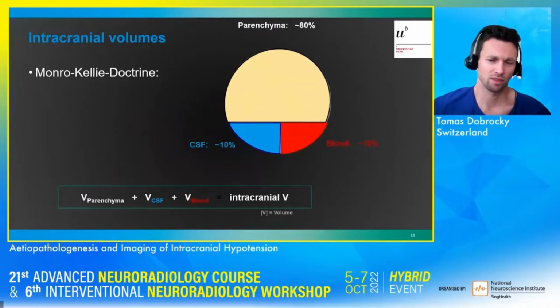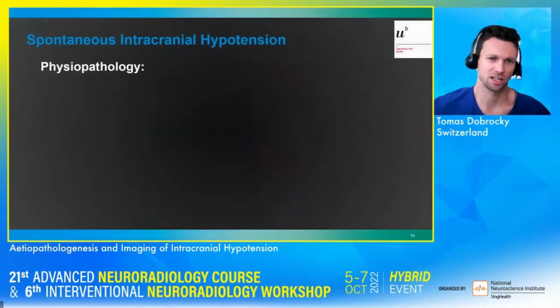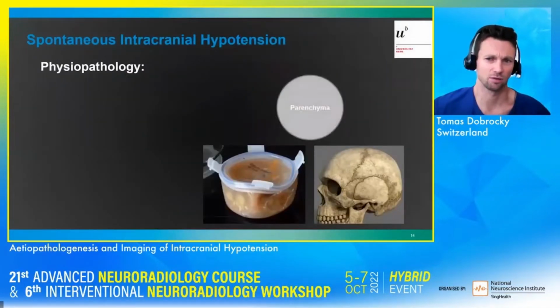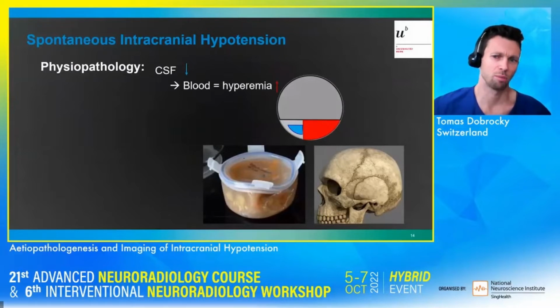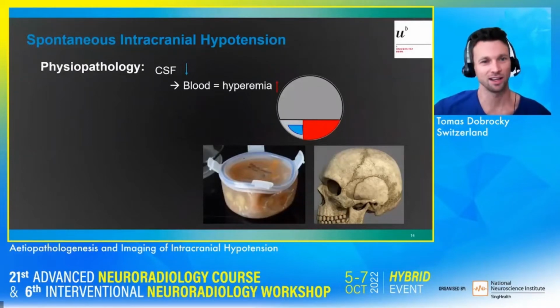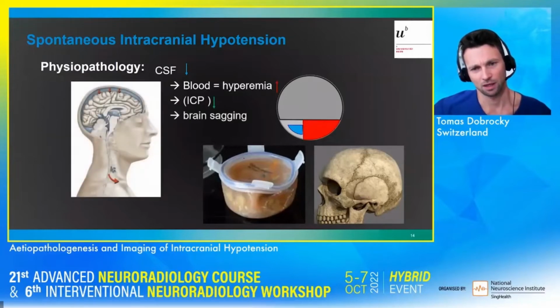In patients with SIH, there's a decrease of the CSF component, as you can see here, and this needs to be compensated. And usually the compensation occurs by the component within the blood volume. It would be nice if it would be the brain and all of us would get a little bit smarter, but unfortunately that's not true. And the missing volume of CSF is compensated by the blood volume. This is why we have the typical findings.